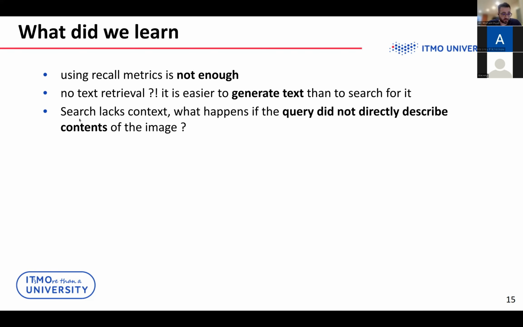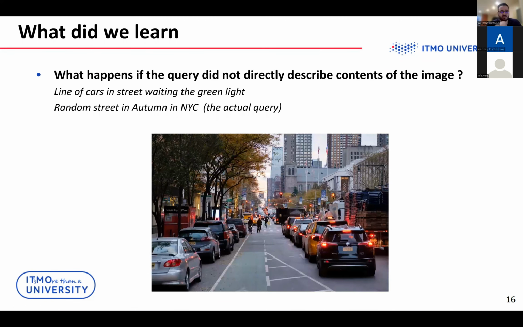And the third point is, what if the query lacks some context, or what if it did not precisely describe the content of the image? Let's look at this example. Here we have an image. Maybe we can say it's a line of cars in the street waiting for the green light. But actually, we can say something totally different. We can say, random street in autumn in New York City. And actually, that was the query that I used to get this image from Google Images.